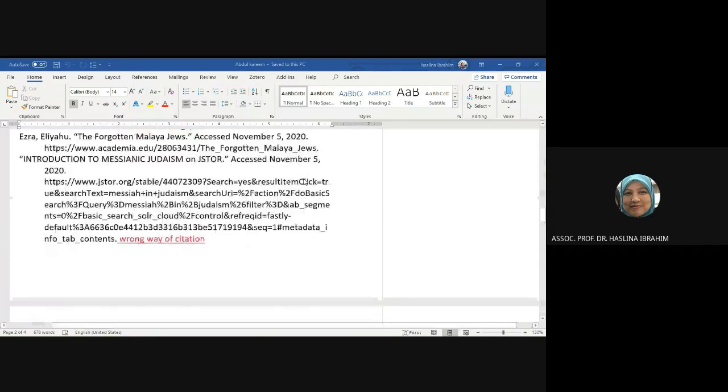You learn from this, right? So you know that you need to download the article and put the article on the Zotero, then only the Zotero can capture the data. But if the Zotero cannot capture the data, you need to do it manually.